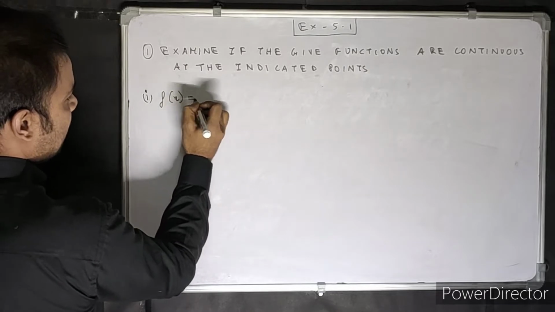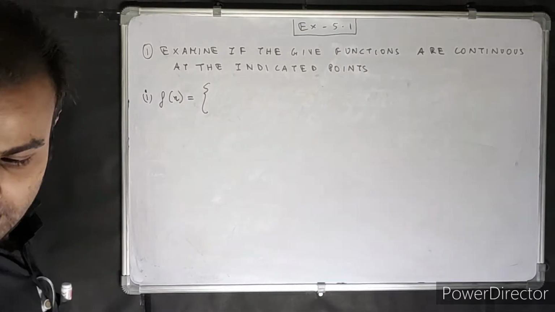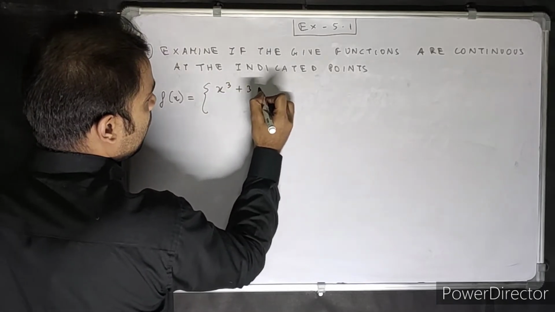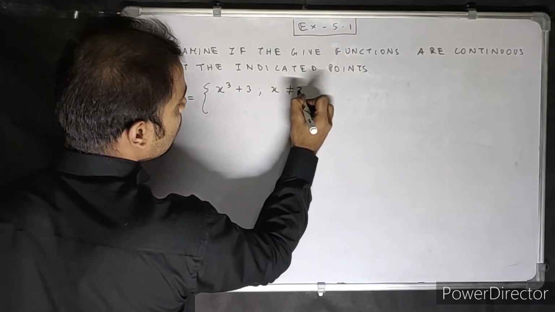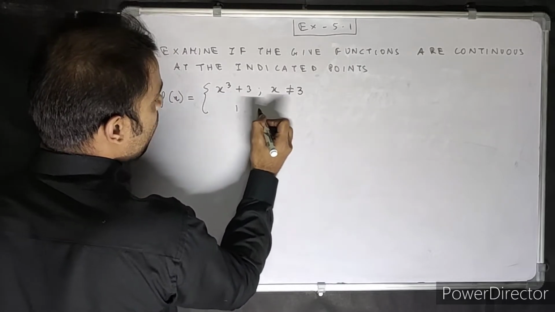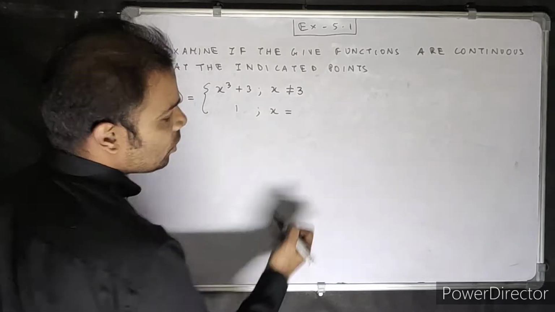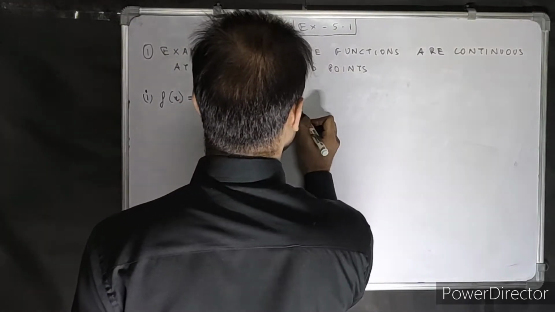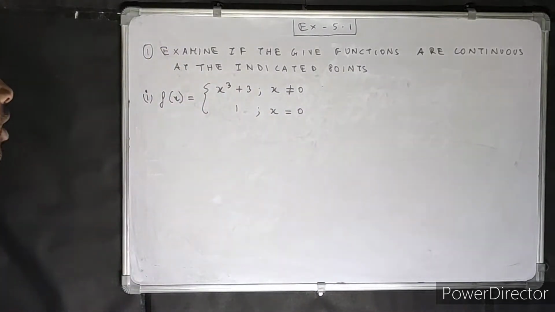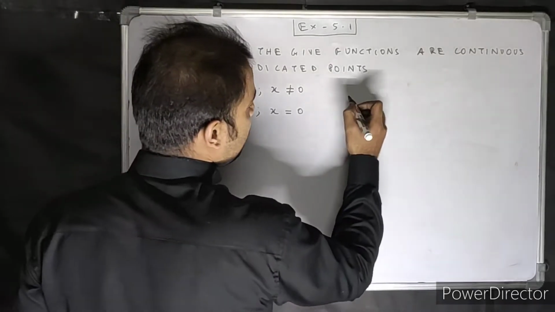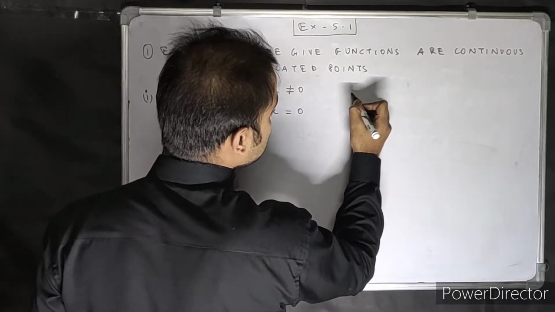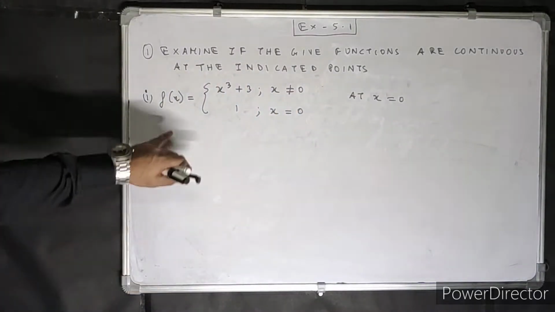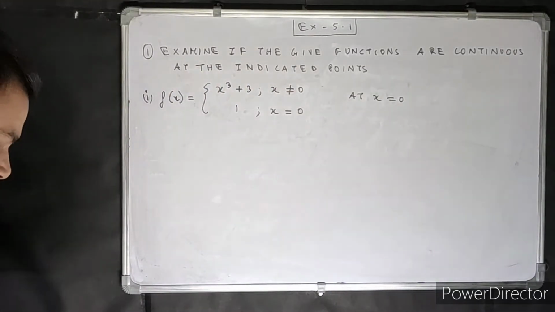First part, f of x is given as x cube plus 3 when x is not equal to 0, and it's going to be 1 when x is equal to 0. We have to check whether the function is continuous at x equal to 0. So you have to check whether this function is continuous at x equal to 0.